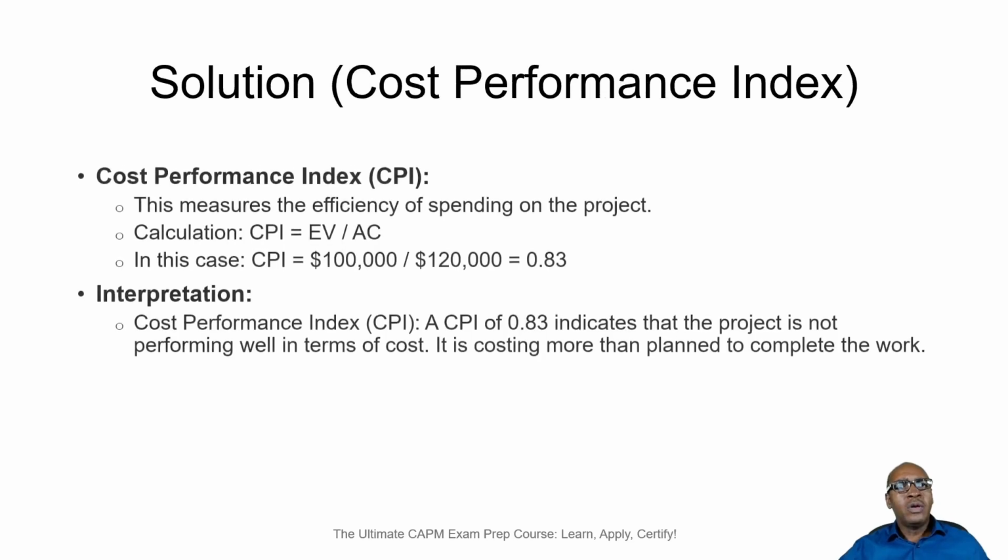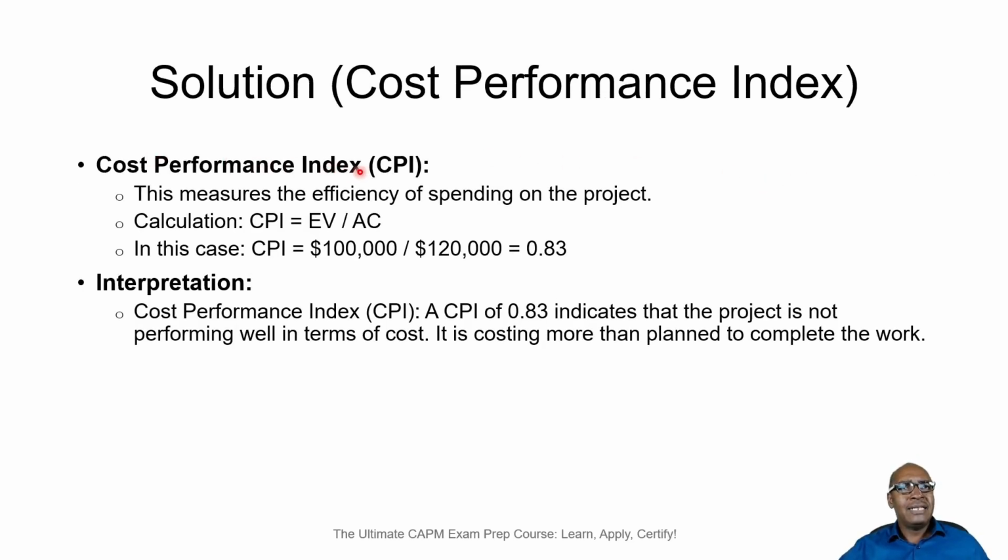So let's move on. We also calculate the cost performance index, which is a measure of the efficiency of spending on the project. The cost performance index is given by the formula EV divided by AC. We calculated our EV to be $100,000, and the AC we were told in the question is $120,000. So we get a CPI value of 0.83. How do we interpret this? The CPI of 0.83 indicates that the project is not performing well in terms of cost. It is costing more than planned to complete the work.